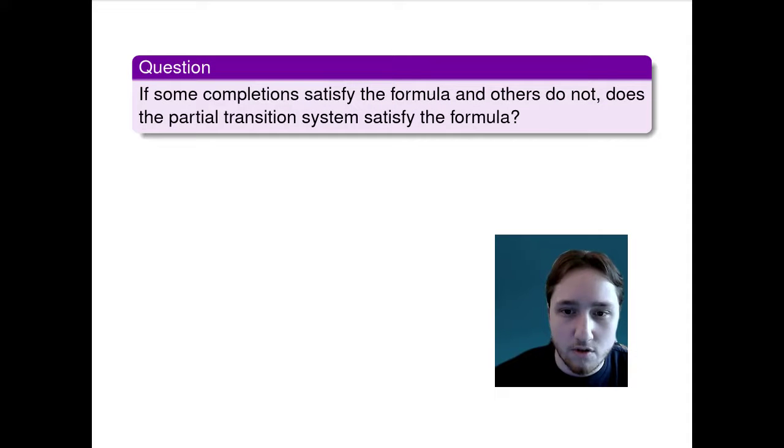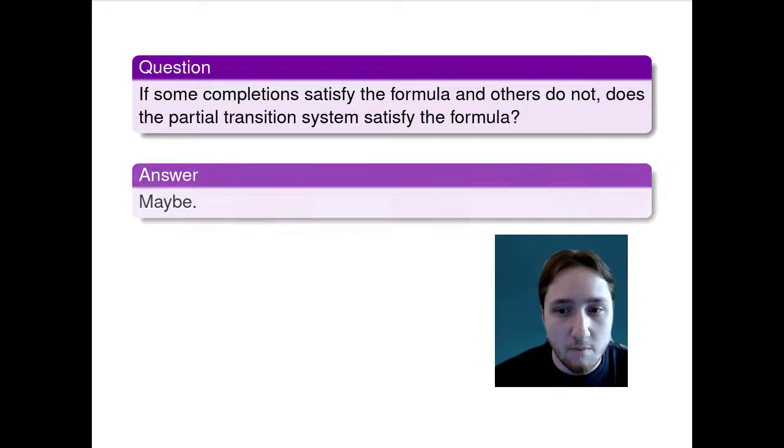We have seen when a partial transition system satisfies and does not satisfy a formula. In the former case, all its completions satisfy the formula, and in the latter case, all its completions do not satisfy the formula. But what if some completions satisfy the formula and other completions do not? The best that we can say in that case is maybe.